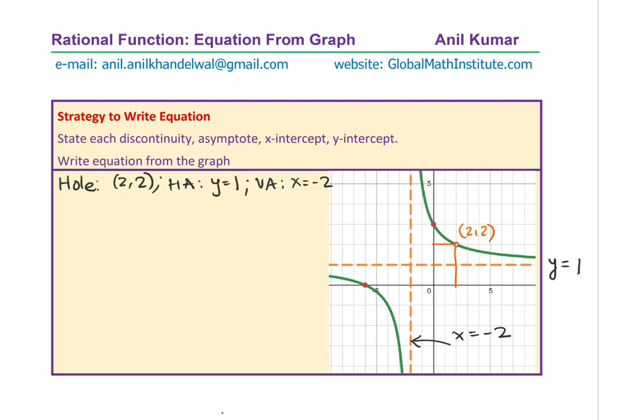Let us also find the x-intercept. So we have an x-intercept right there. The x-intercept is at minus 6. And the y-intercept, this is the y-intercept. So the x-intercept is at (minus 6, 0). The y-intercept is at 3. Right? So we have the y-intercept at 3.